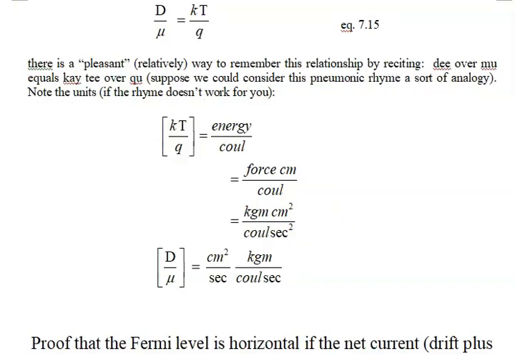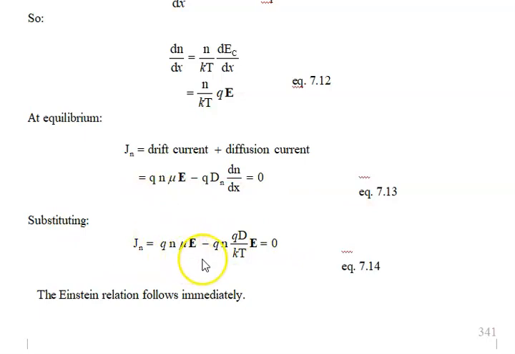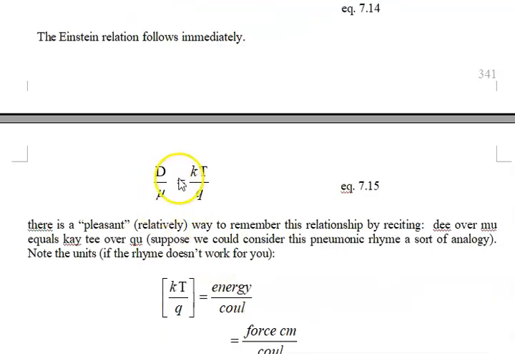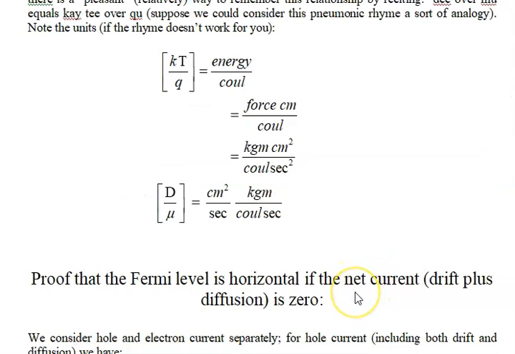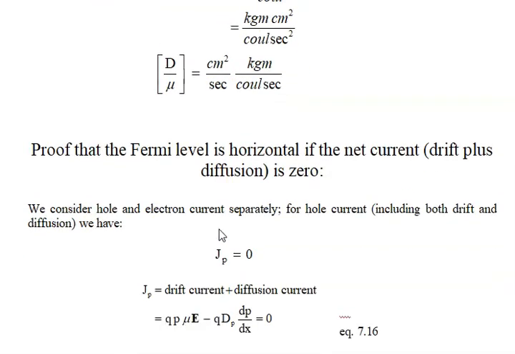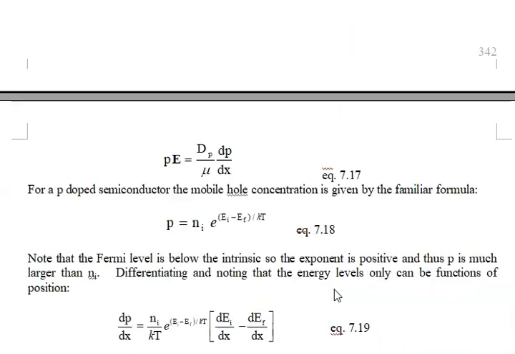Okay, so in the last section we said that if the net current is 0, and by the way, we could have done this for holes as well as for electrons, we get the same exact result. If the current is 0, then the Einstein relation holds. But we didn't say anything about the Fermi level. So in this section, and I'm not going to go through all the math because of time constraints, the issue is we assume that the current is 0, and we assume that the Einstein relationship holds.